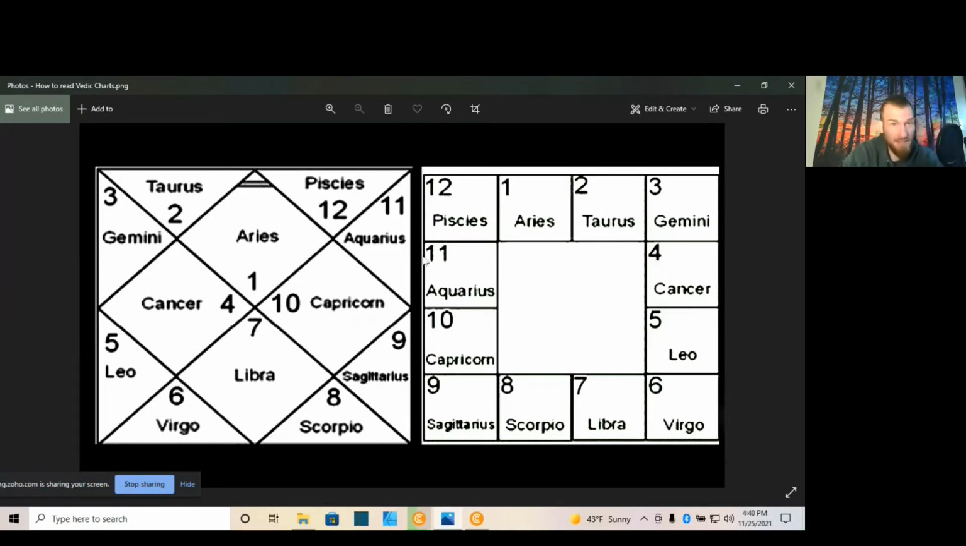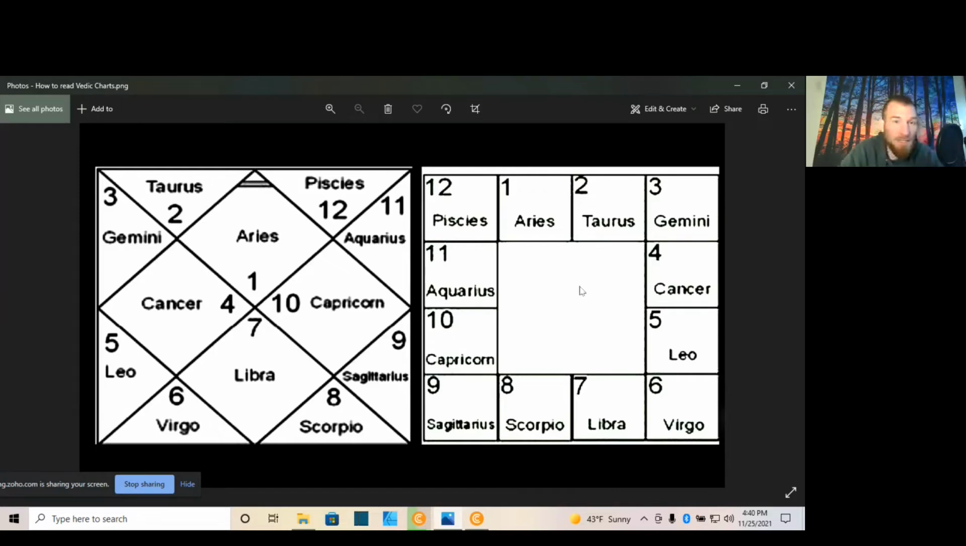Now the South Indian style chart is a little bit different. In the North Indian style chart, the houses stay the same and the signs move. So even if a person had a Pisces ascendant, so Pisces would go here, well, this would still be the first house. So the houses stay the same and the signs move.